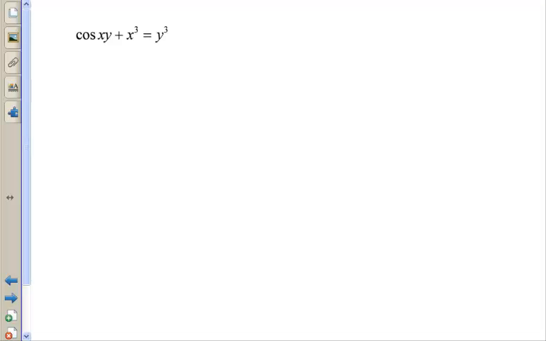Alright, so with cosine xy plus x cubed equals y cubed, then what you're going to have is a function with some stuff in it. Here's the junk. And then you've got a couple of other little pieces by themselves. So what we want to try and do is get dy dx all by itself. What we're looking for is dy dx equals. This is what we're trying to find.